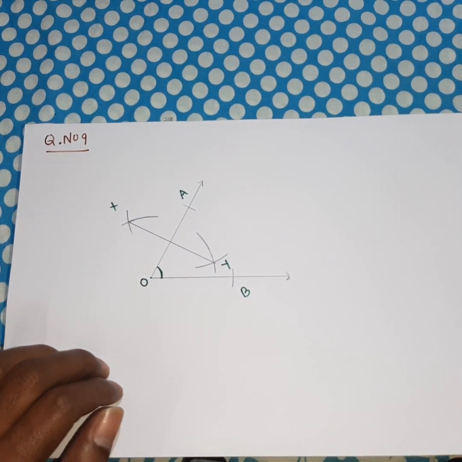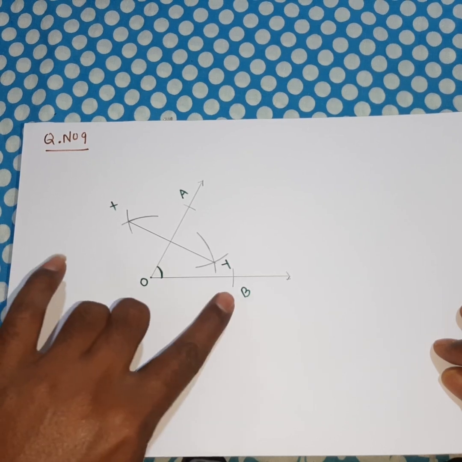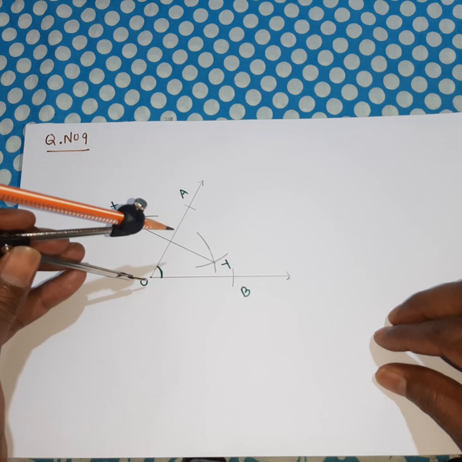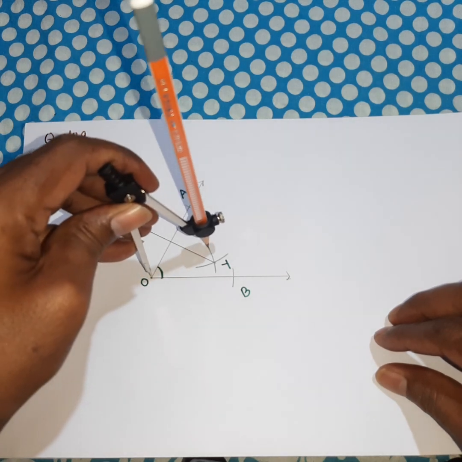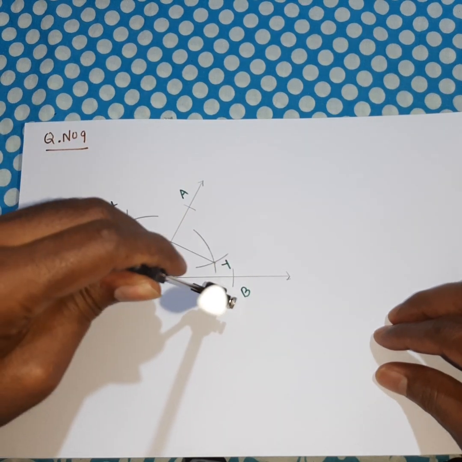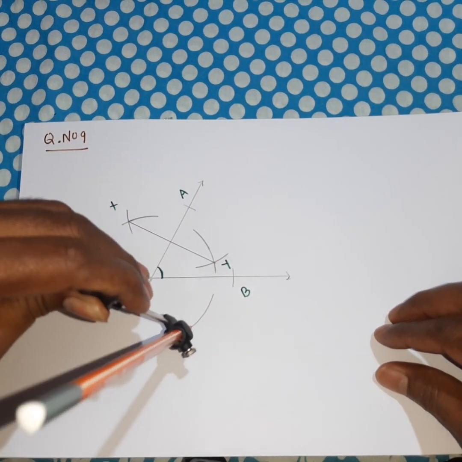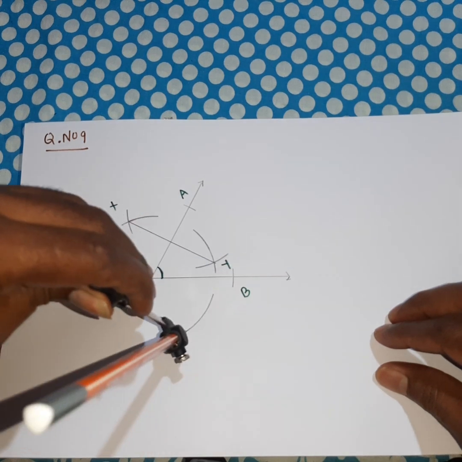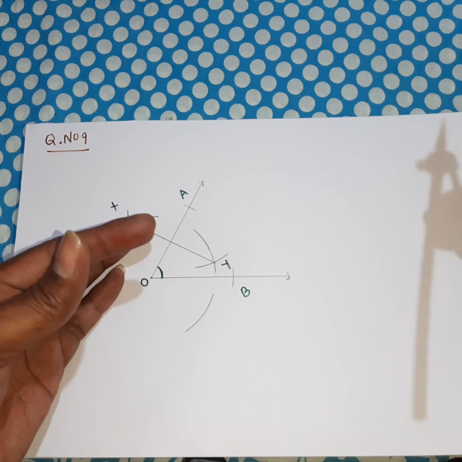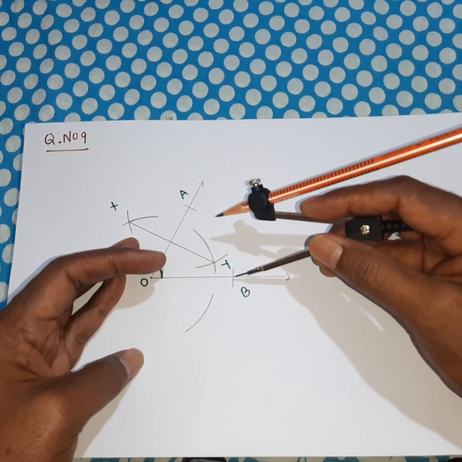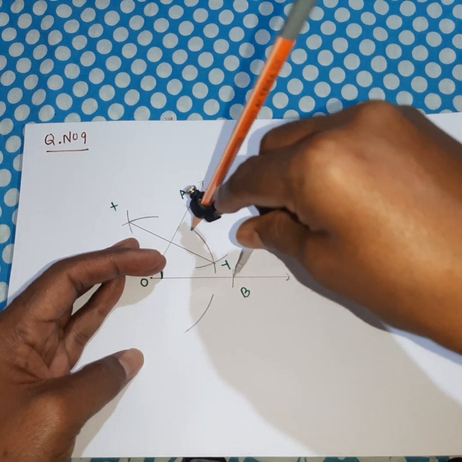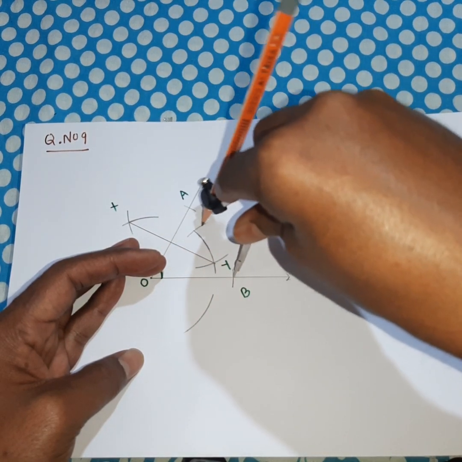Now we need to construct the perpendicular bisector of OB also. For OB also, you can construct perpendicular bisectors. Here I am drawing one ray and one arc. Below the OB, I am drawing one more arc. Okay. Now, with the same radius, by taking center as B, cut those two arcs.